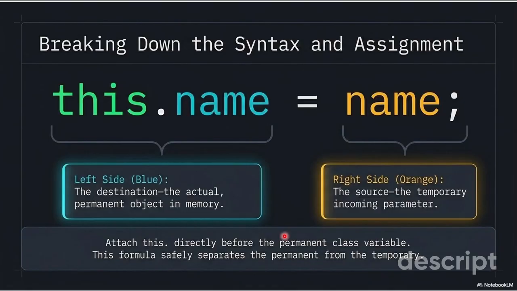So here is an example. This is what the solution should look like. Now over here, we have the this keyword: this.name = name. What does this mean? The left-hand side is the destination, the actual permanent object in memory. So name here is the object variable name. When we use this.name, it refers to the object variable. And this is the parameter. So now the value of name will get assigned to the object variable name.